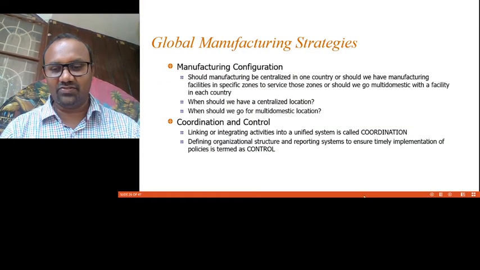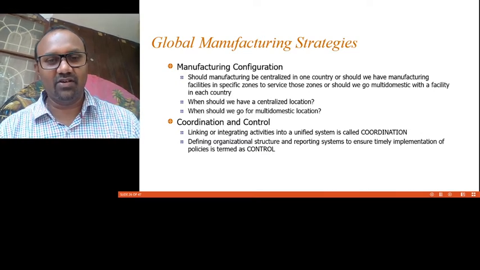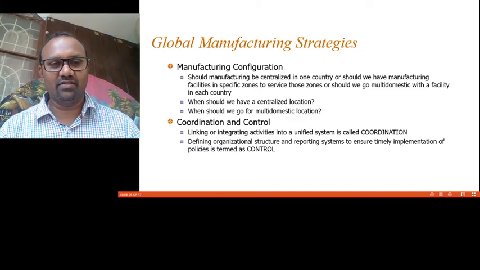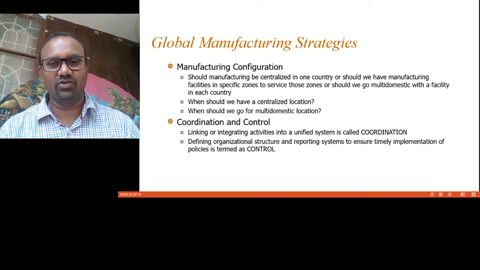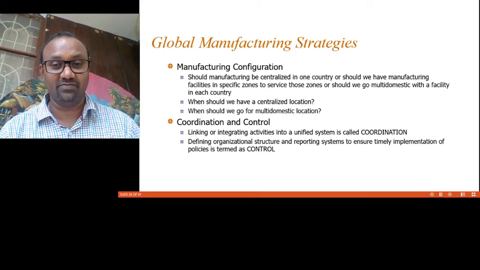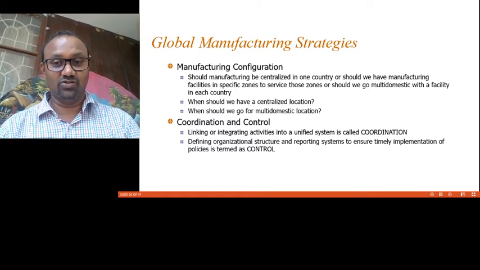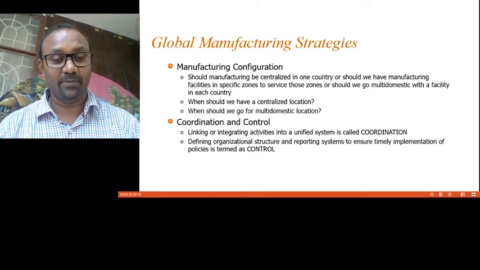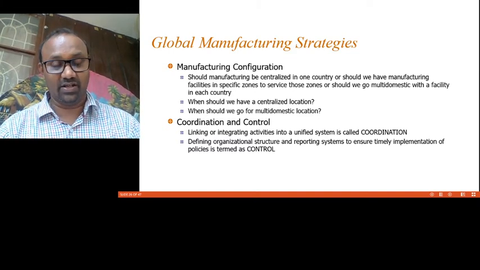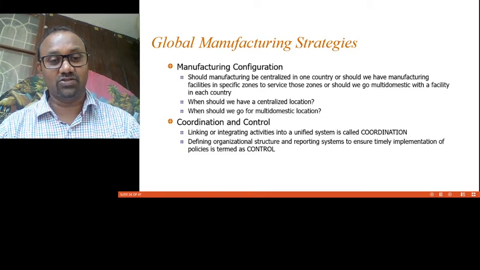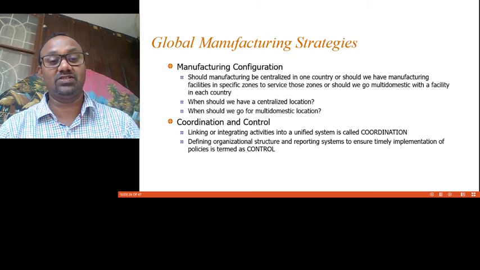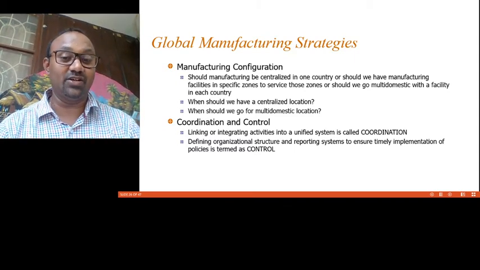So, global manufacturing strategies, manufacturing configuration: a few decisions that we need to be able to make. These are a set of decisions that a firm will have to decide. Should manufacturing be centralized in one country, or should we have manufacturing facilities in specific zones to service those zones or regions, or should we go in for a multi-domestic strategy facility, so that we have a production and consumption facility in that same country? This is a decision that can be taken up by the firm, but this largely depends on the type of strategy that you are going to take.